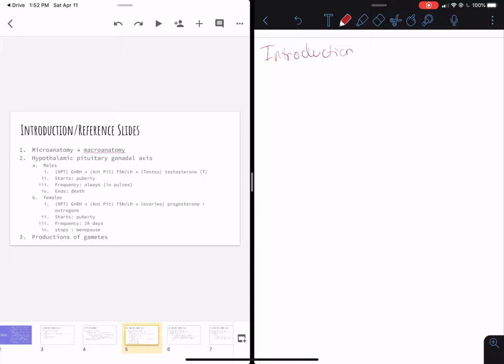When we're talking about the hypothalamic pituitary gonadal axis, we're talking from brain down. So in the brain, we'll start with the hypothalamus. For males, that'll start with GnRH. GnRH will talk to the anterior pituitary and tell the anterior pituitary to release FSH and LH. For the males, it'll go to the testes. The testes will start producing testosterone, which I abbreviate as T, a capital T. This starts at puberty. The frequency is always happening, and it's organized in pulses by GnRH, and then it ends at death. Of course, it'll taper off a little closer towards the elderly age, but for the most part, this won't finish until death.